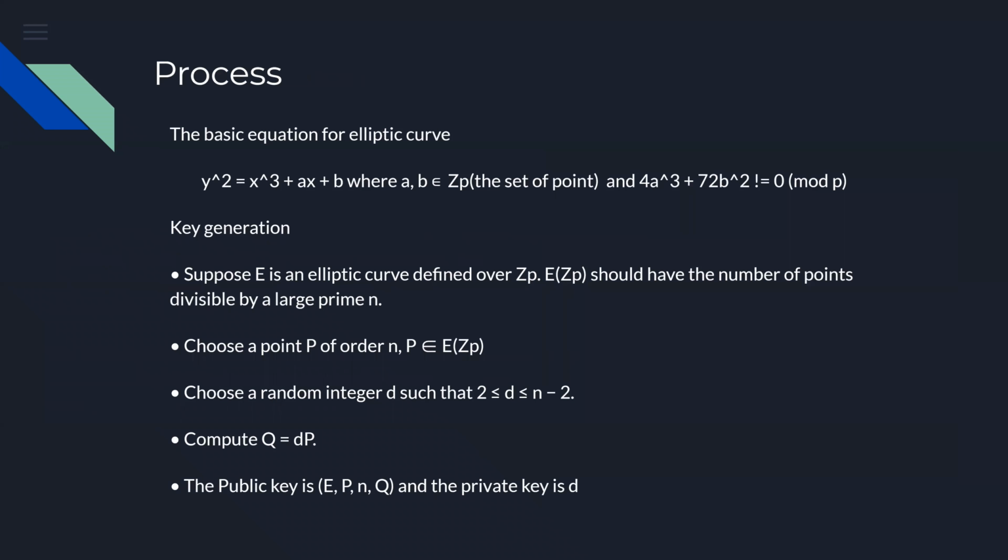Next page. In terms of the key generation part, there are 5 steps to generate the public key. After we do this step by step, we get the public key consisting of E, P, N, and Q. Next page.